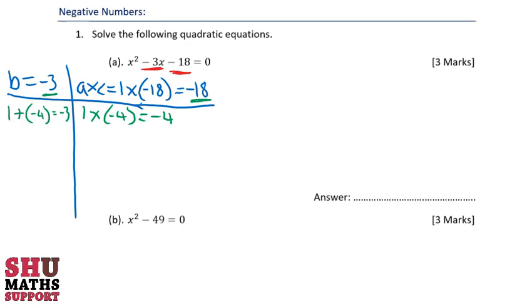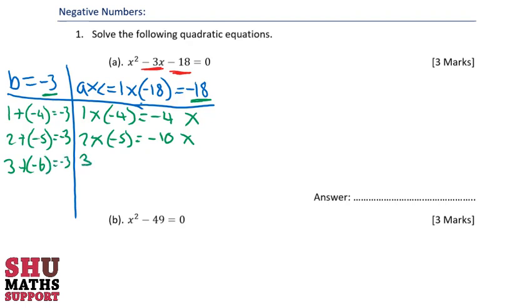So that's no good. Next we have 2 plus minus 5 is equal to minus 3. And then we've got 2 times minus 5 is equal to minus 10. So that's no good. Now we've got 3 plus minus 6 is equal to minus 3. And then 3 times minus 6 is equal to minus 18. Cool, so that's the one we need.